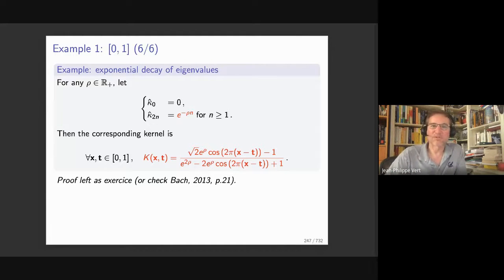It's just recovering a function from its Fourier coefficients. There is nothing very complicated. I encourage you to try to work out the details. And if you want to check that you're correct, you can look at the paper by Francis Bach, given in reference, page 21.